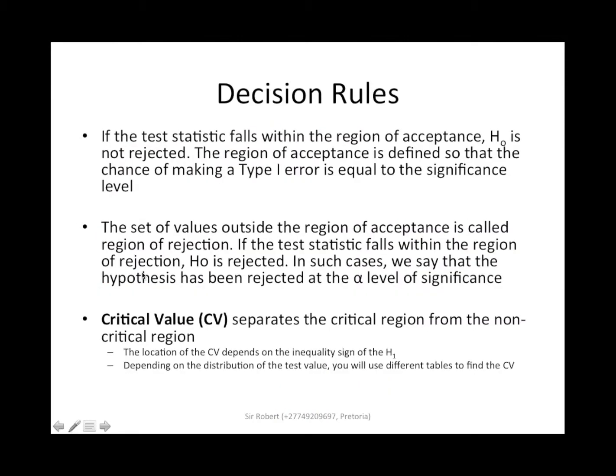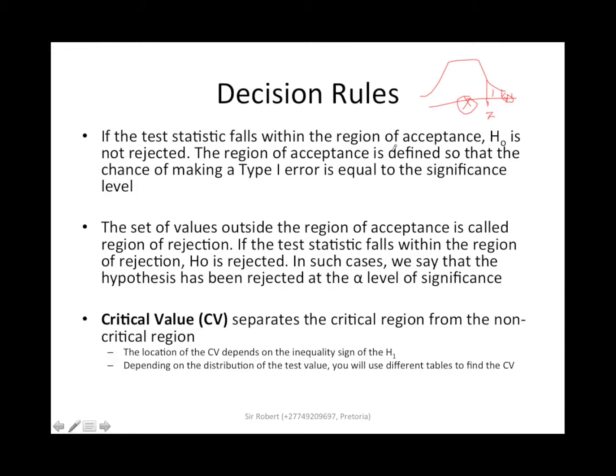So let's move on. Decision rules. If the test statistic falls within the region of acceptance, now hypothesis is not rejected. So it means, like, let's say we are testing that the second value is greater than. So if your test statistic falls in this region, it means we accept. So your test statistic will be a certain value here, a set value. But when it falls in this rejection region, it means you reject.